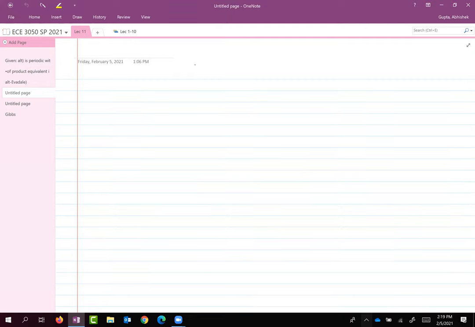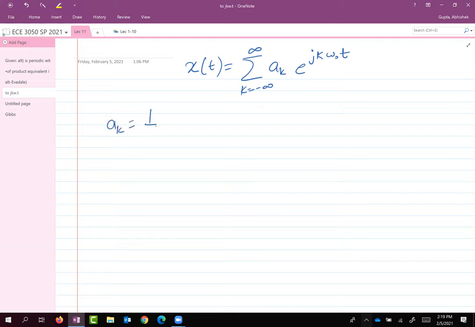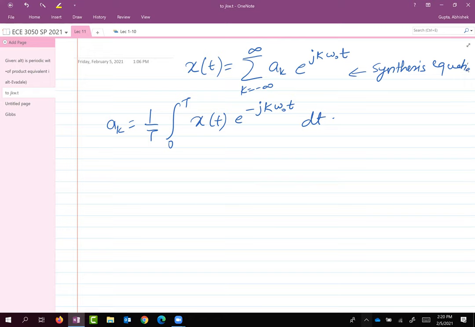Great. So what we have learned so far: I have a periodic signal x(t). I can write it in the form of the sum of a_k, k goes from minus infinity to plus infinity, e raised to j k omega naught t. And I can write a_k as 1 over T integral 0 to capital T x(t) e raised to minus j k omega naught t dt. This is called the synthesis equation. And this is called the analysis equation.